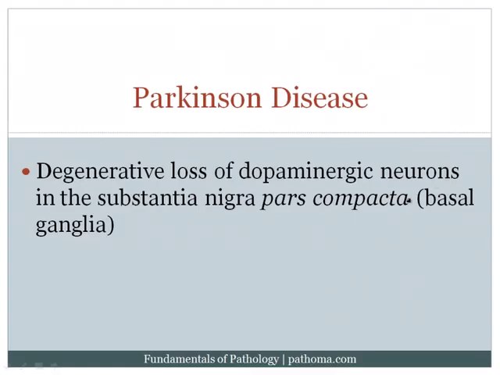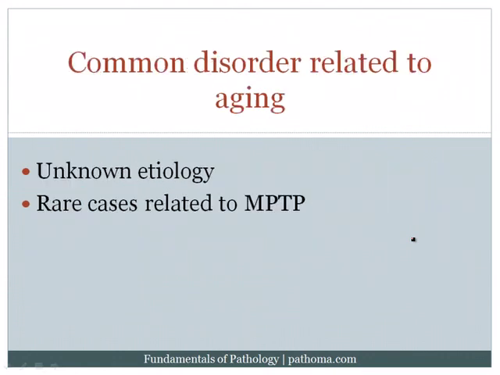And so again, I tell you that Parkinson's disease is a degenerative loss of the dopaminergic neurons in the substantia nigra pars compacta, which is part of the basal ganglia. This is a relatively common disorder. The key risk factor is aging. We don't know the etiology. Historically, however, there were rare cases related to exposure to this molecule called MPTP, which was a contaminant in illicit drugs. And board examiners like you to know that MPTP can result in Parkinson's disease.